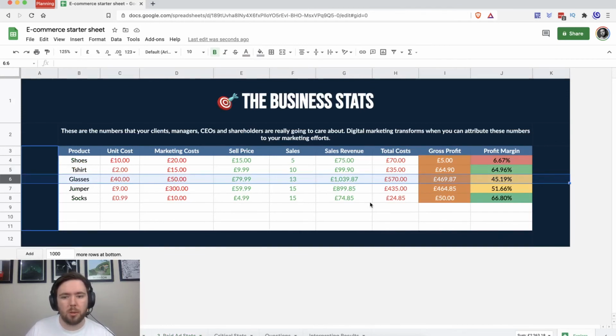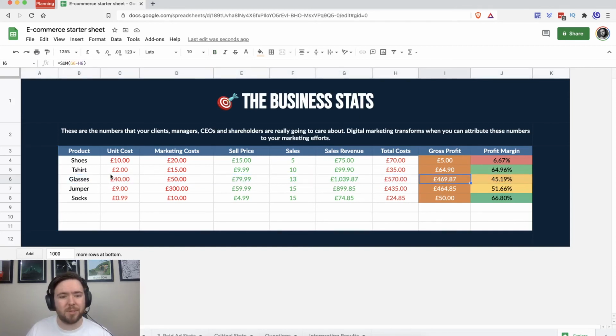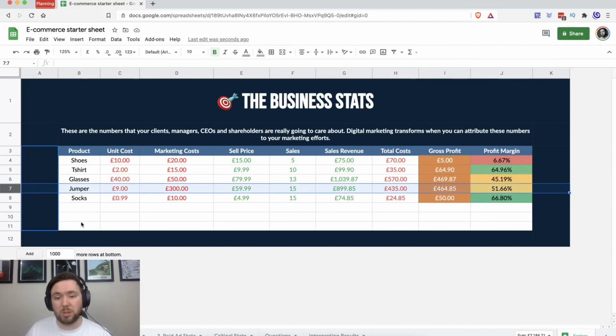We've got a gross profit margin of 45.19%, and we haven't brought in 1,039. We've brought in less than half of that. We've actually generated £469, which is actually the same as these socks. It's comparable to these socks, these jumpers. And actually, the jumpers cost us less. So actually, the jumpers got a better profit margin.